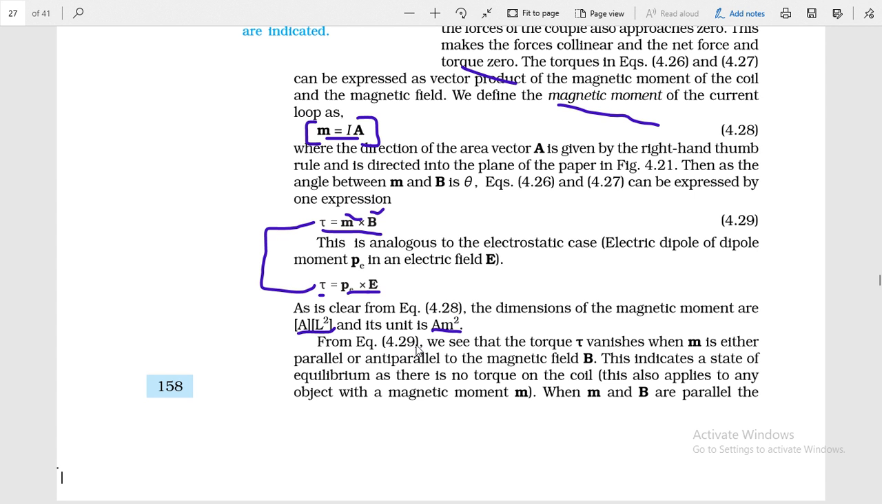Now from 4.29 we see that the torque tau vanishes when m is either parallel or anti-parallel to the magnetic field, as we have already discussed in the case of electric dipole moment. So if m and B are in the same direction or opposite to each other, the torque will be 0, or you can say it vanishes. This indicates a state of equilibrium, as there is no torque on the coil. This also applies to any object with magnetic moment m.